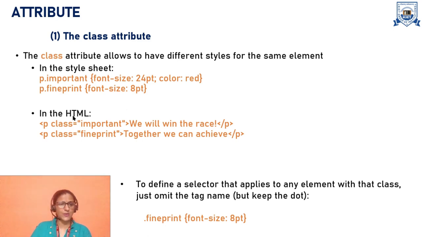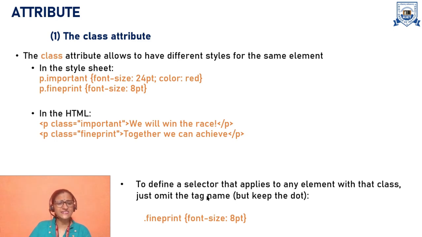How do we use this in HTML? Whenever we use the P tag, we use class equal to important. Whenever we use this important class with the P tag, it will give the effect font size 24 point and color red. And for the different class, when we use class fine print, it will have the effect font size 8 point.